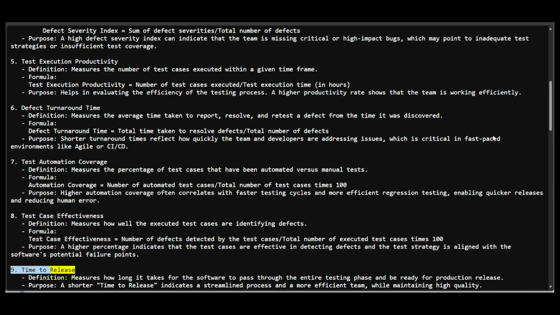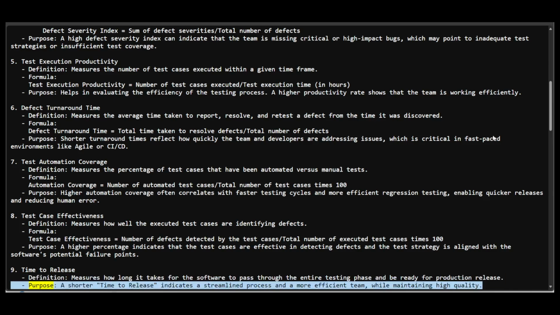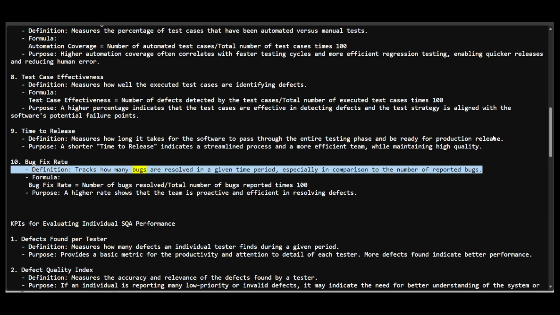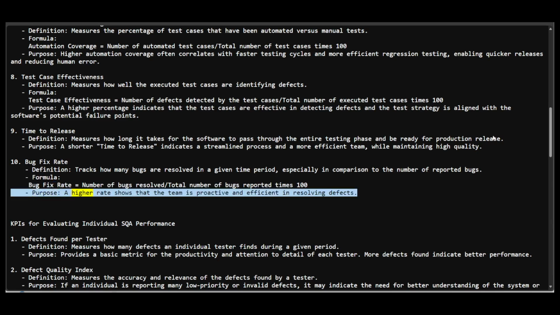9. Time to release. Definition: measures how long it takes for the software to pass through the entire testing phase and be ready for production release. Purpose: a shorter time to release indicates a streamlined process and a more efficient team, while maintaining high quality. 10. Bug fix rate. Definition: tracks how many bugs are resolved in a given time period, especially in comparison to the number of reported bugs. Formula: bug fix rate equals number of bugs resolved / total number of bugs reported times 100. Purpose: a higher rate shows that the team is proactive and efficient in resolving defects.